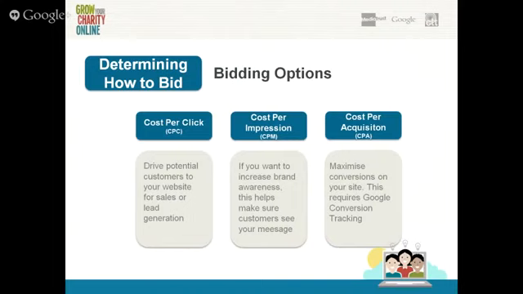Next up is cost per impression bidding, or CPM. This is manual bidding for impressions, and this lets you control the visibility of your ads by fine-tuning your maximum cost per 1,000 impressions. So with CPM, this actually focuses more on display activity rather than search activity.